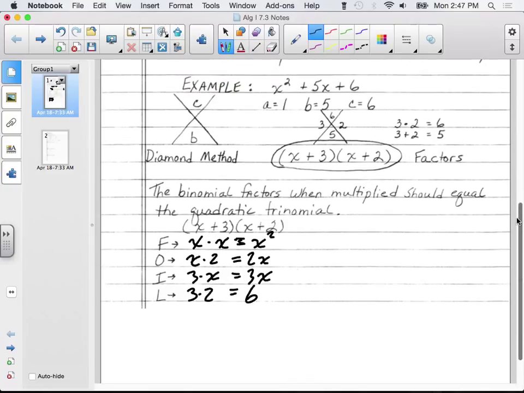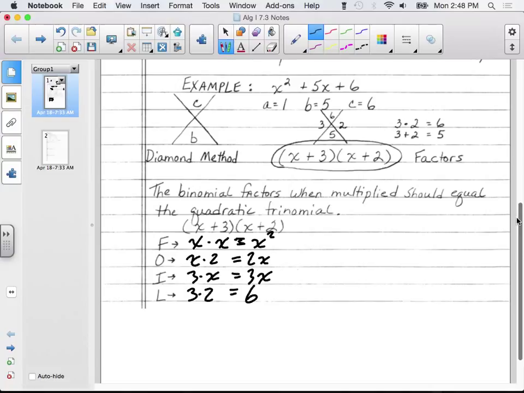Alright, so when we FOILed it out, our F step, we got x squared. That was just like here where we said that both of our binomials are going to start with the square root of whatever we started with. The 2x and 3x, where in the diamond method do you see a 2 and a 3?